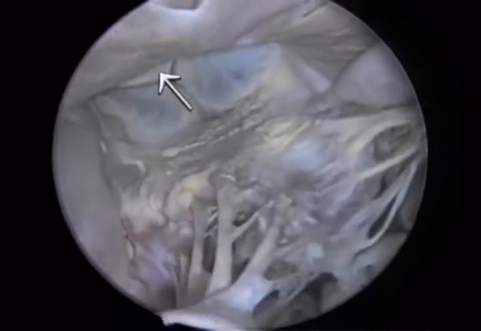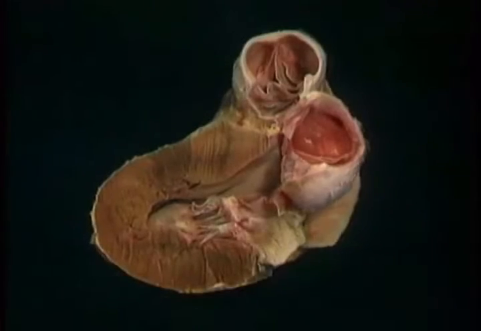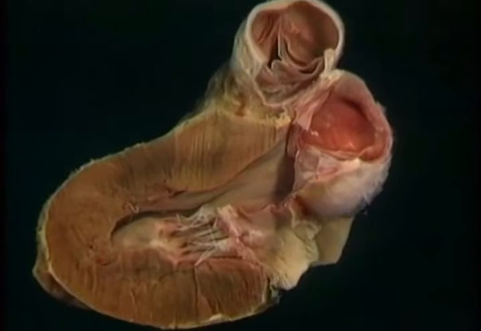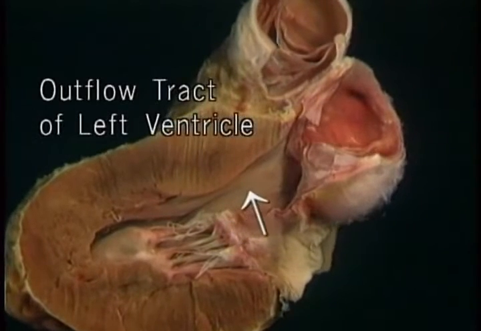Above the mitral valve, we're looking upward and backward along the outflow tract of the left ventricle toward the aortic valve. In this cutaway dissection, we can see the outflow tract of the left ventricle from the side.